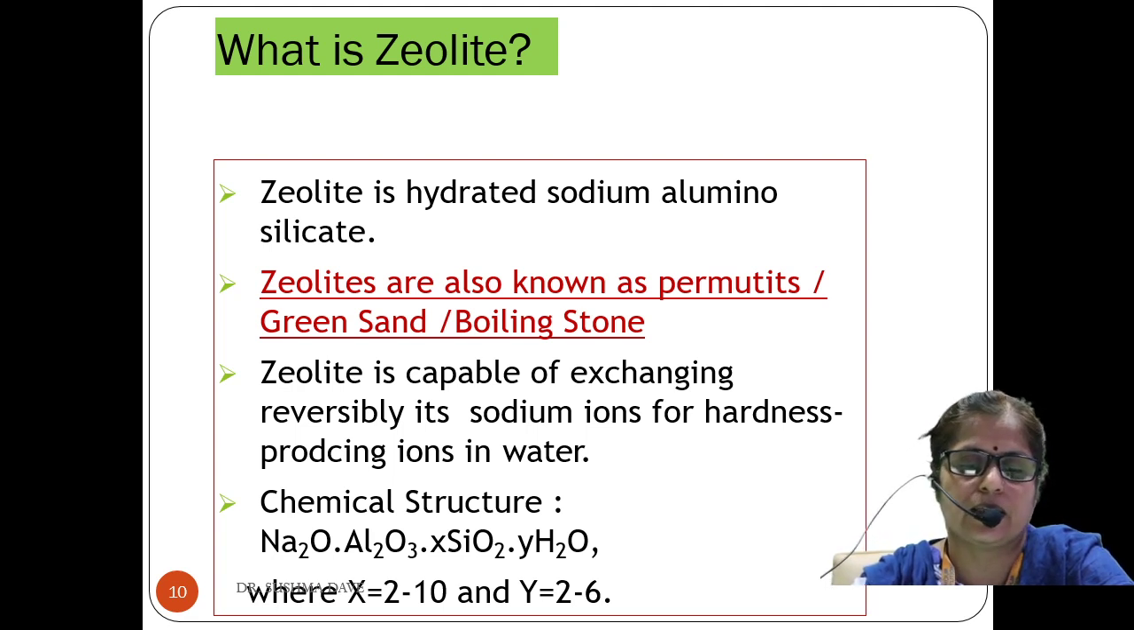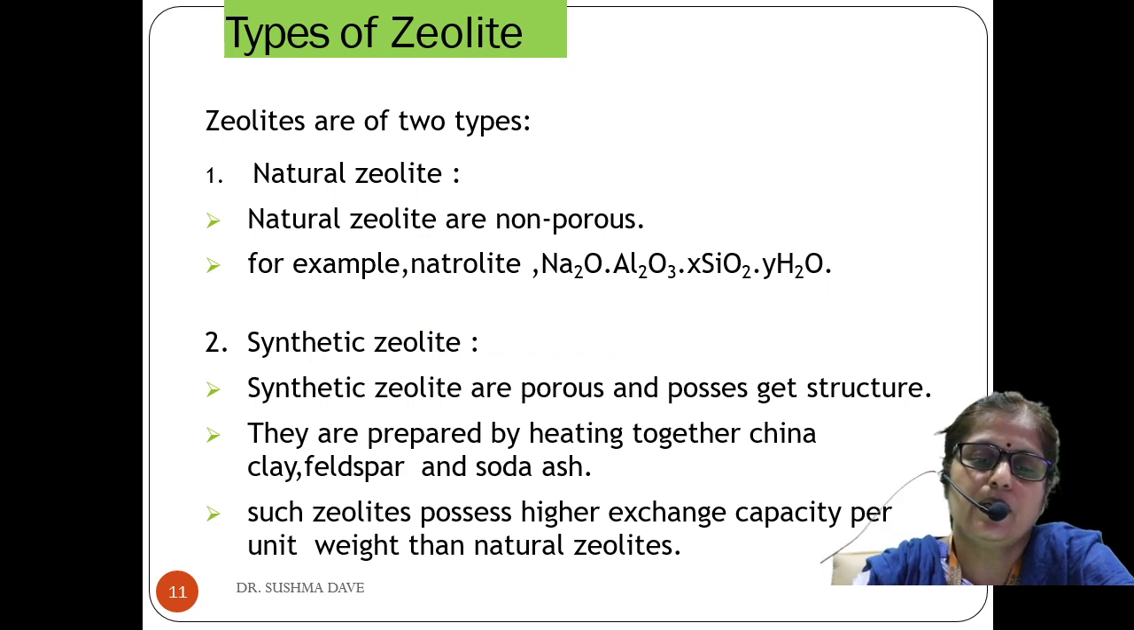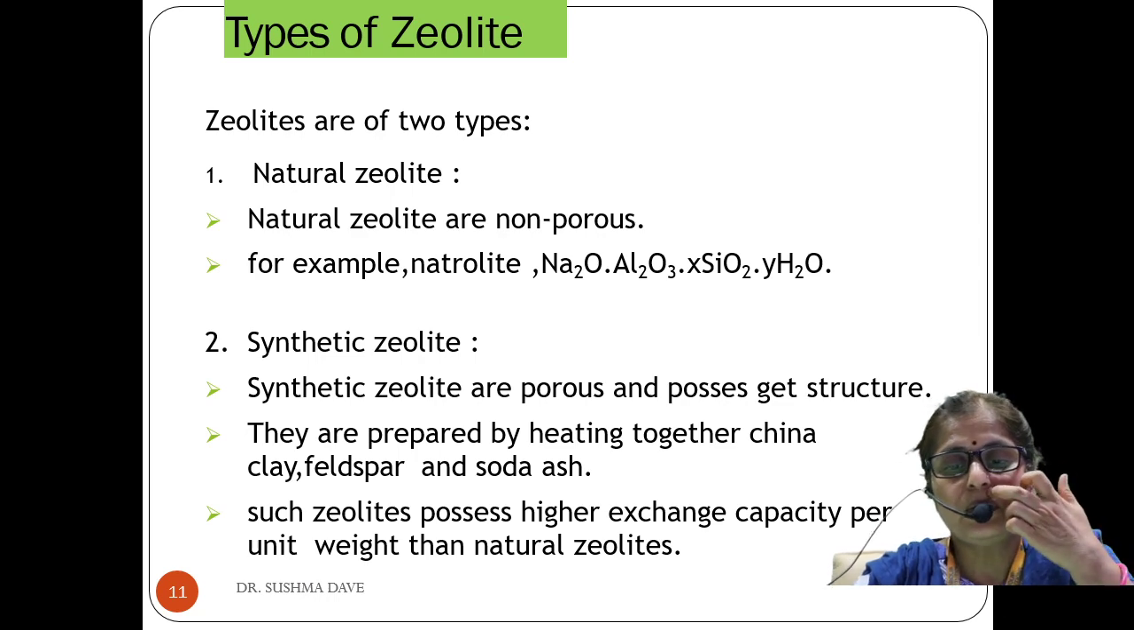and zeolite has the capability to remove the calcium and magnesium ions in place of sodium ions, which is the active site of zeolite. The general formula of zeolite is Na2O.Al2O3.xSiO2.yH2O, where x can range from 2 to 10 and y from 2 to 6. That means the molecules of silicon dioxide SiO2 may be from 2 to 10 and that of water may be 2 to 6. Zeolites are of two types. They can be natural or synthetic. Natural zeolites have the property of non-porosity, whereas synthetic zeolites, which are prepared by heating china clay, feldspar and soda ash, have the property of porosity and possess a structure which has more exchanging capacity.